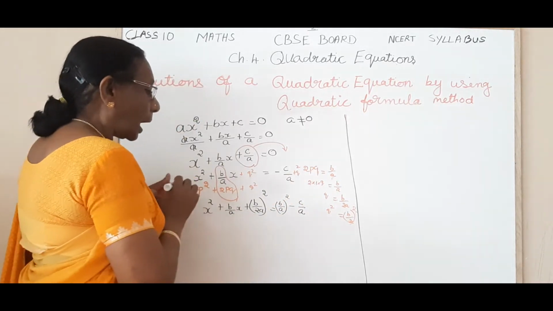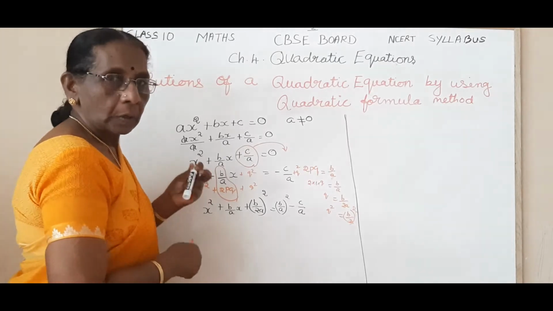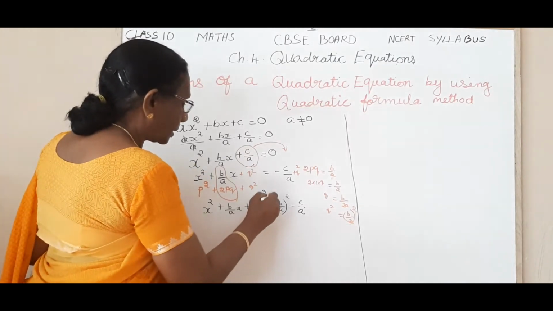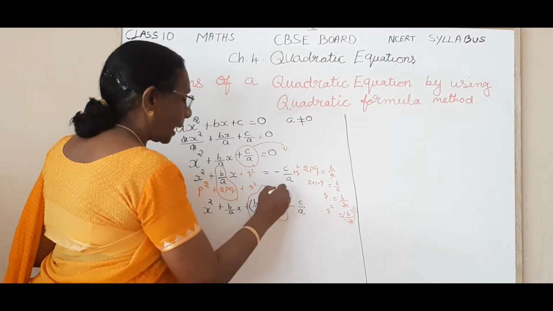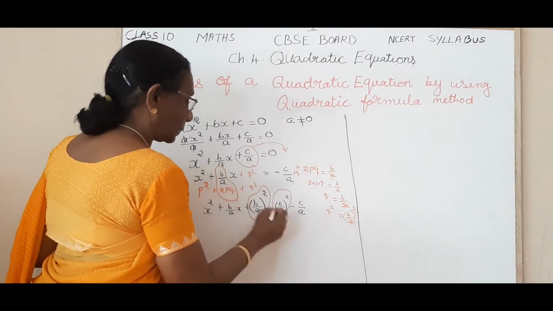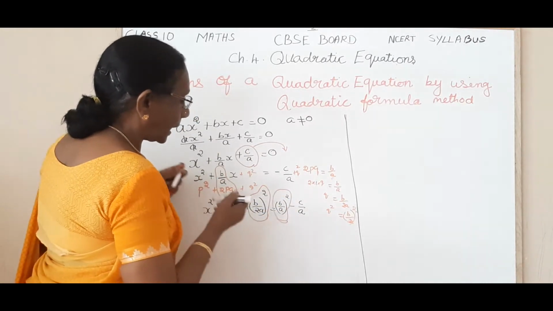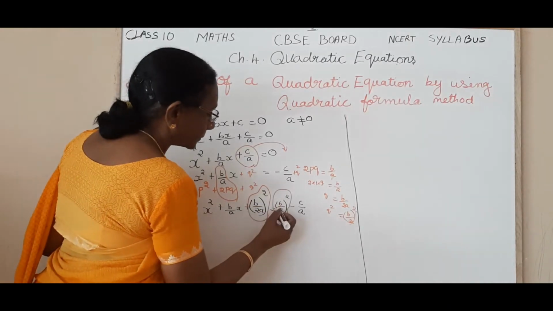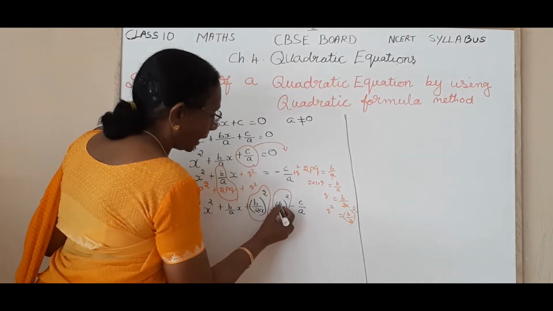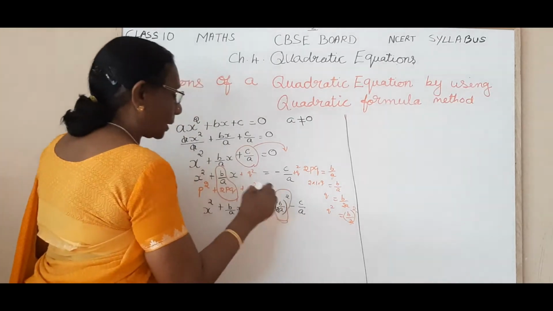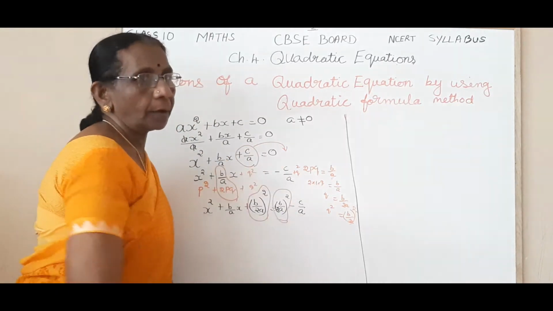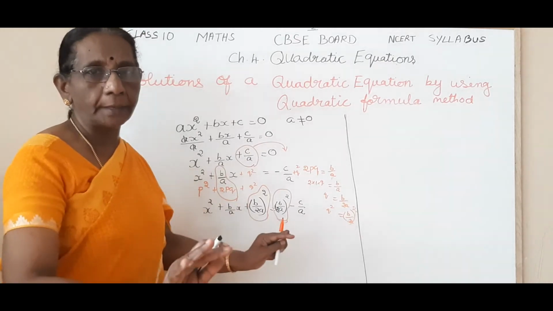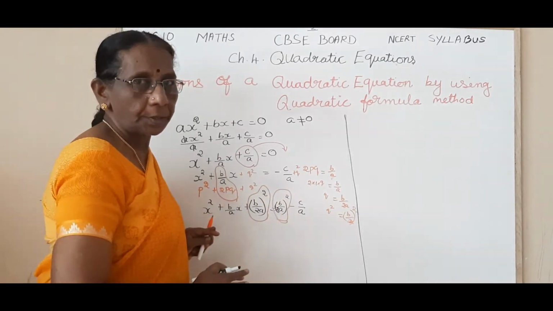So, we have added the same term, b by 2a the whole square, to both sides. It is not b by a, it is b by 2a the whole square. To both sides we have added. So the value of the equation is not changed. We have balanced that equation.